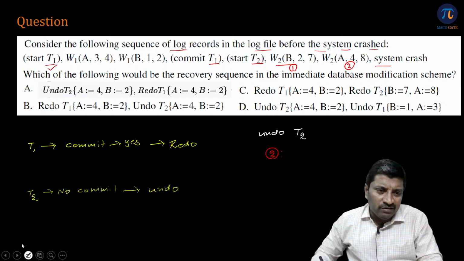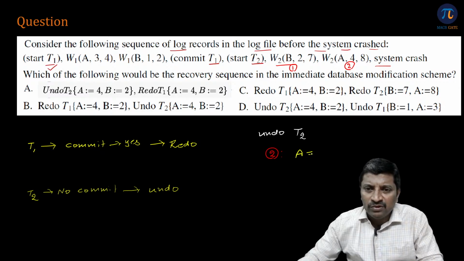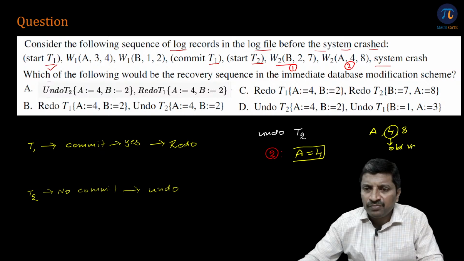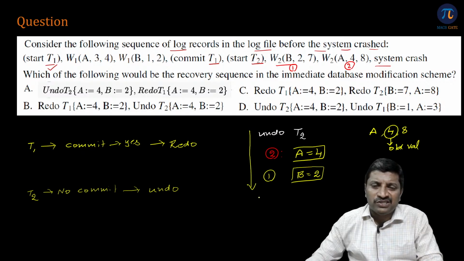That is undo, right? Whenever you are doing undo, what should I do, sir? For A, I need to store the old value. What is the old value? 4. Because the transaction is A, 4, 8. Always the first one is the old value. Then I need to go for the first operation. For B, I need to store back 2. So this is the first step. What is the second step? I want to redo T1.